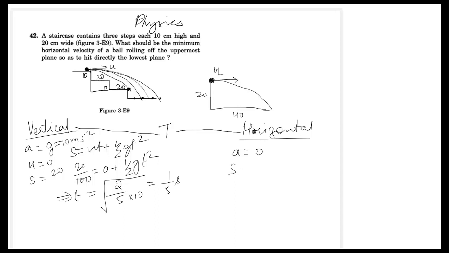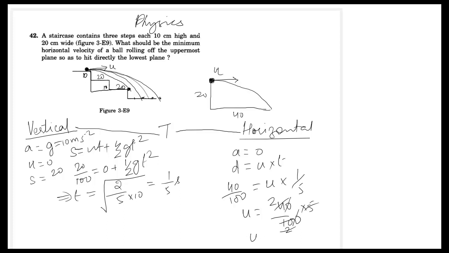So we will take the horizontal motion. Horizontally the motion can be simply written as distance equals speed into time, because we don't have any acceleration. The distance traveled horizontally is 40 centimeters, the speed initially is u, and the time taken is the one we have got in the vertical motion, which is 1 by 5. So u comes to be 40 by 100 into 5. So u is equal to 2 meters per second.